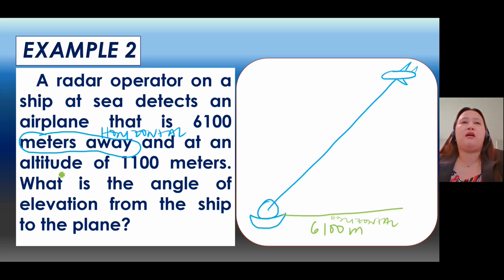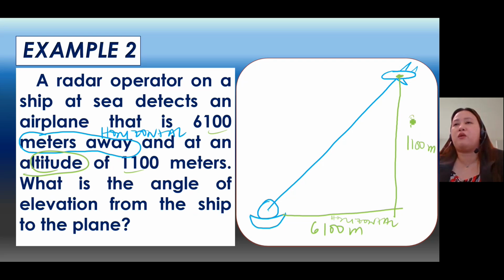And then it is said that the airplane has an altitude of 1,100. So from the object, a perpendicular line towards the horizontal. So this line is the altitude, which is 1,100 meters. So this is our perpendicular. Next, since we already have our perpendicular line towards the horizontal, we now have the right angle. We now have the right triangle. So this is the sight line.